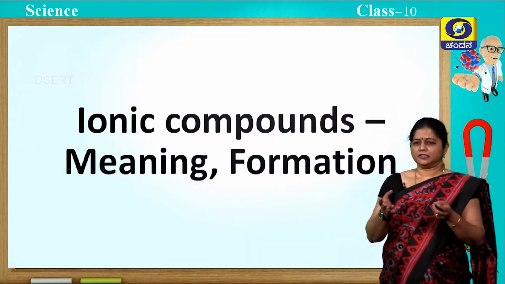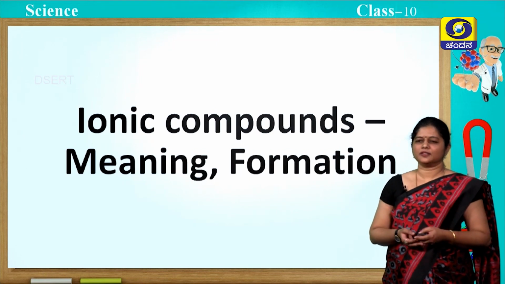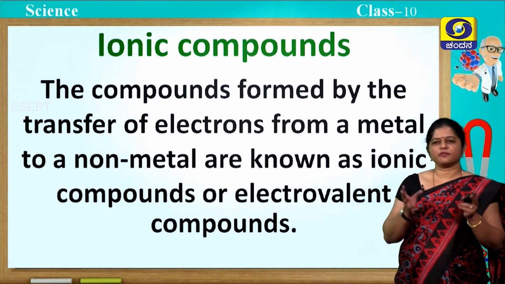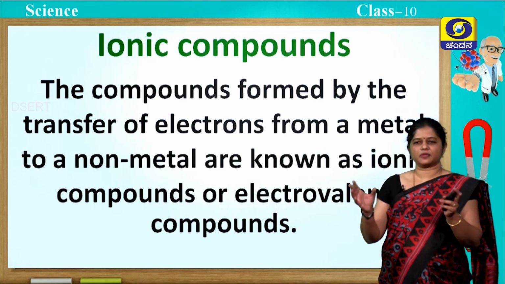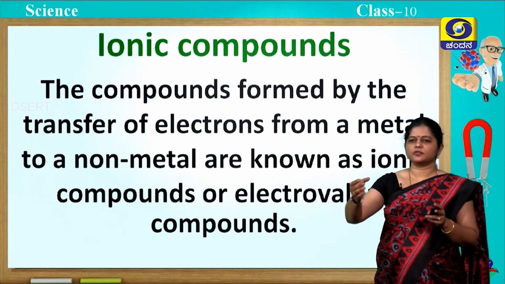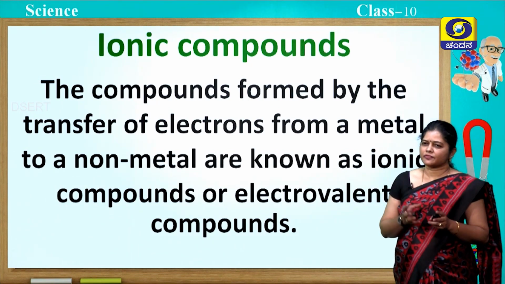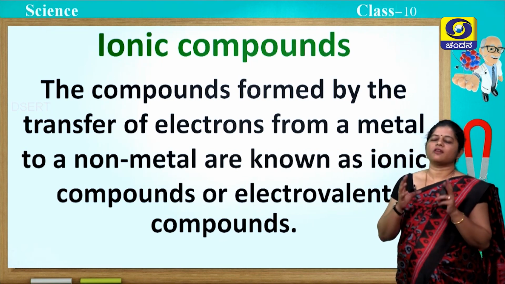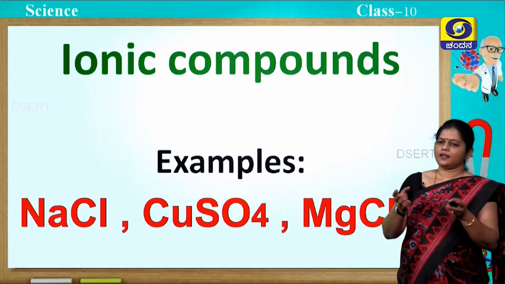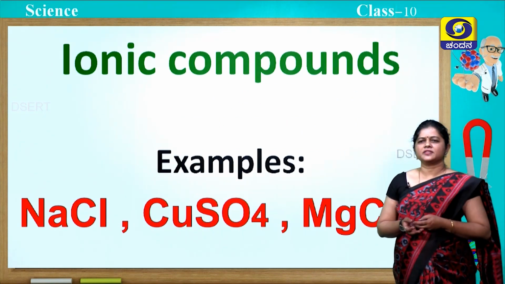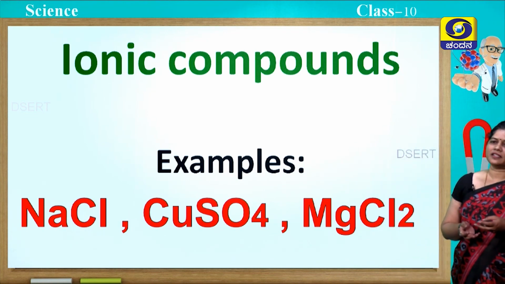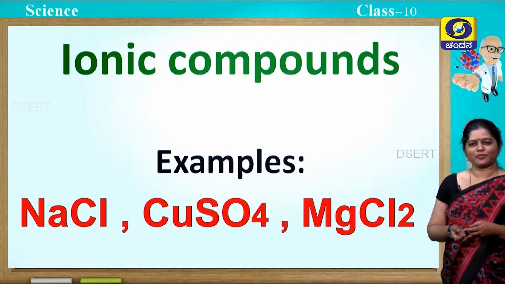Now we will start with the meaning and formation of ionic compounds. You know what ionic compounds are? These are the compounds formed by the transfer of electrons from a metal to a non-metal. A compound formed by the transfer of electrons from a metal to a non-metal is known as an ionic compound, or it is also known as an electrovalent compound. There are various examples for ionic compounds: sodium chloride, copper sulfate and magnesium chloride.